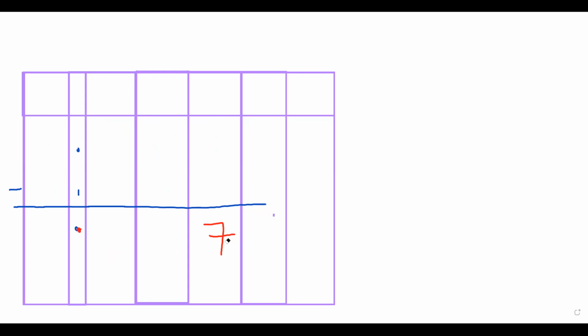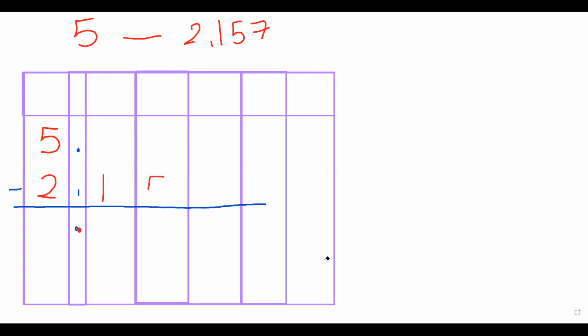Now look at me here. If we have a whole number and we want to subtract decimals from it, like the number 5 minus the decimals, what can we do? First of all, you have to write 5 and then write 2.157. This is the first step. The second step, I'm dealing with the whole and decimals, so because of that, I should add zeros.